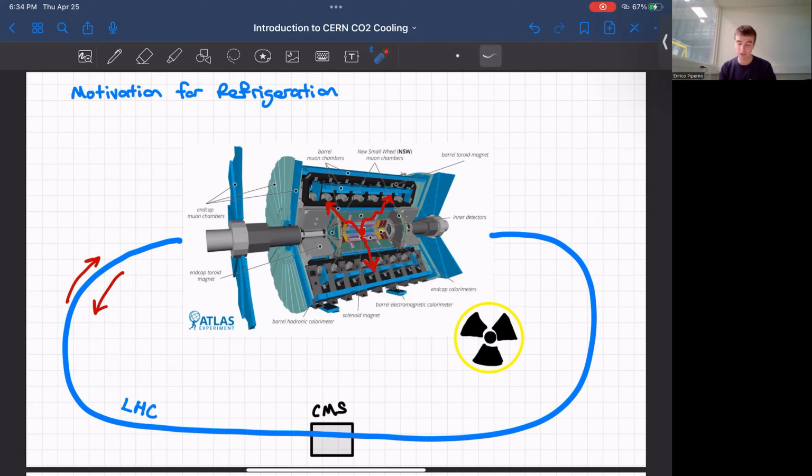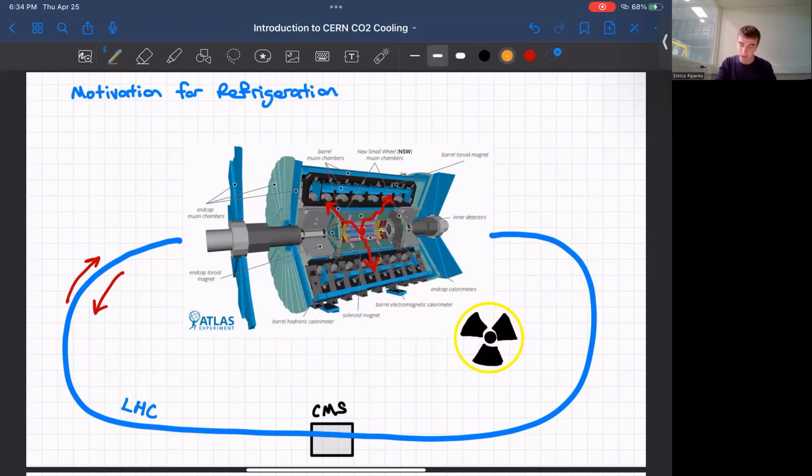So the ATLAS detector can be divided into three main components, being the inner detector, which measures the trajectories of charged particles. Then we have the electromagnetic calorimeters, which measure the energies of particles. And finally, we have the muon chambers, which measure muons. The inner detector is composed of silicon.